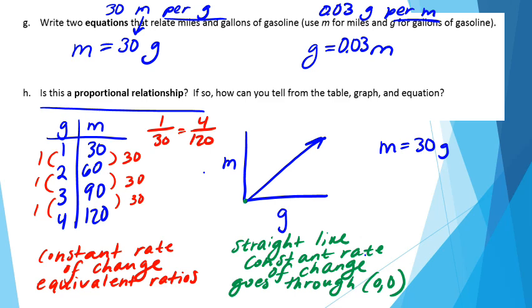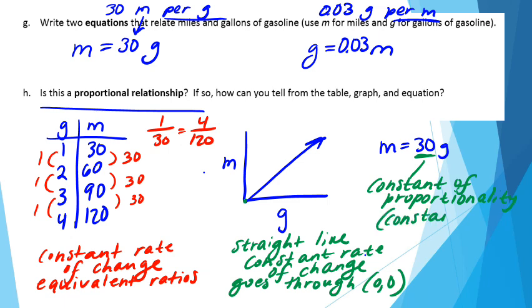Finally, the equation. So the equation has something really special, which we started talking about in class, called a constant of proportionality. And that is just a fancy word for the unit rate that makes this work. So again, this is a constant rate of change. And we call the specific value a constant of proportionality. So these two variables, we would say, have a proportional relationship.